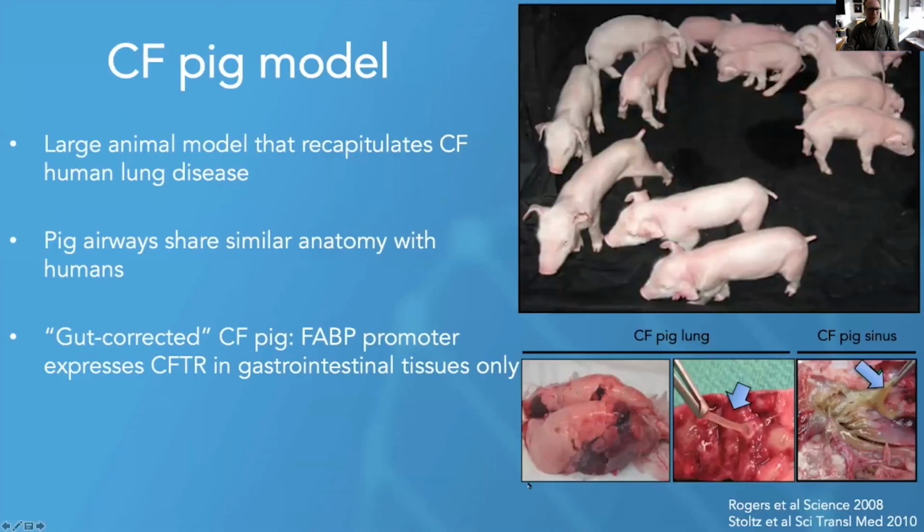Nothing to disclose. So very briefly, we're using the CF pig model. It's been around for over 10 years. It's a large animal model that recapitulates CF human lung disease very well. It recapitulates the severe phenotype. Pig airways share similar anatomy with humans. And specifically today, for the work I'm talking about, we use the gut-corrected CF pig. So it's a CF null pig that's transgenic for CFTR under the FABP promoter. So it expresses CFTR in the GI tract, but not in the lung.